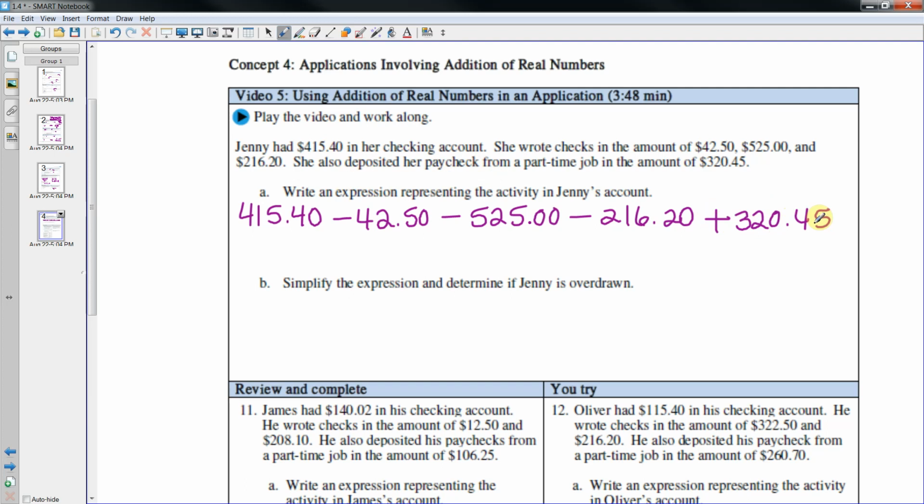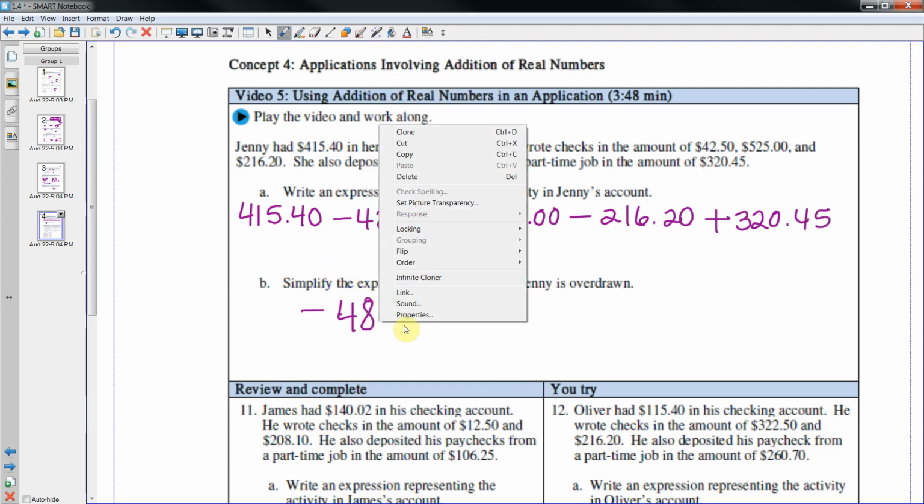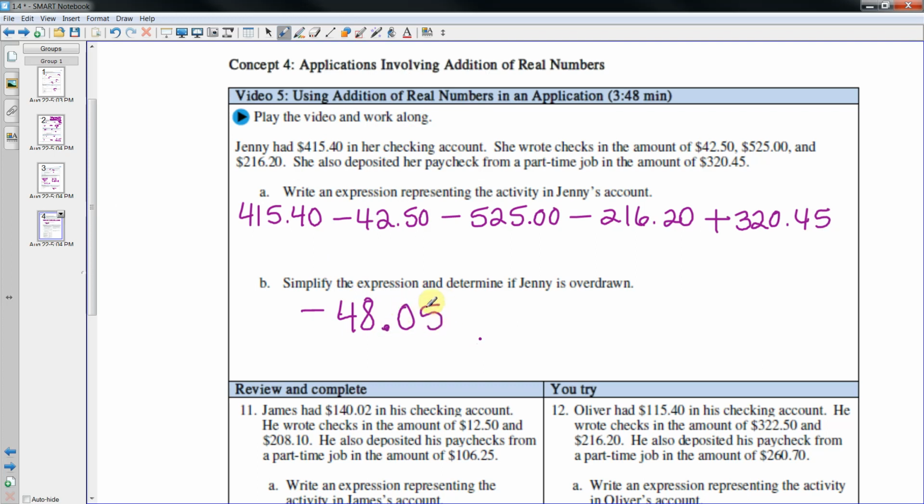So let's see. We've got $415.20. We're subtracting our checks, so minus $42.50, minus $5.25, minus $216.20. Okay, she's not looking too good so far, so we're going to add the $320.45 that she got for her paycheck. I'm getting she's got a negative 48.05. She is overdrawn. She has a negative amount of money.